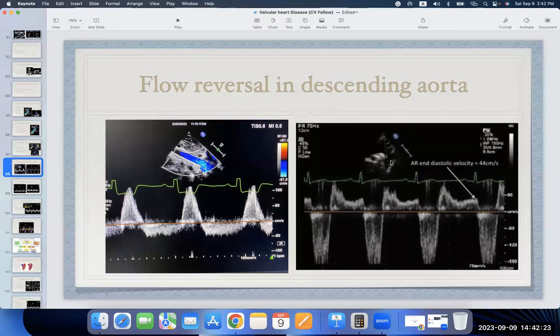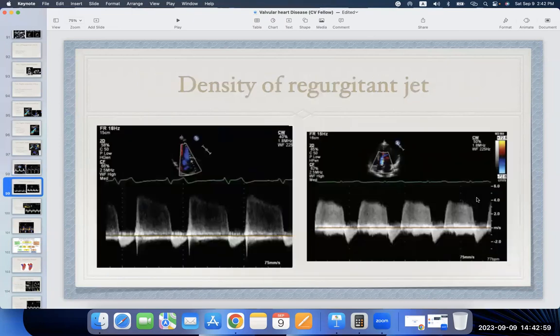Also, you can check the descending aorta in the thoracic region from the suprasternal view. But remember that this can be affected by many things, for example, the compliance of the aorta. If you have a stiff aorta, you will have some reversal. But to say it's significant, you need to measure the end diastolic velocity. If the end diastolic velocity is 20 or more, that's considered significant. Like here, it's 44 centimeter per second. So if the velocity is 20 centimeter per second or more, then you consider it as significant.